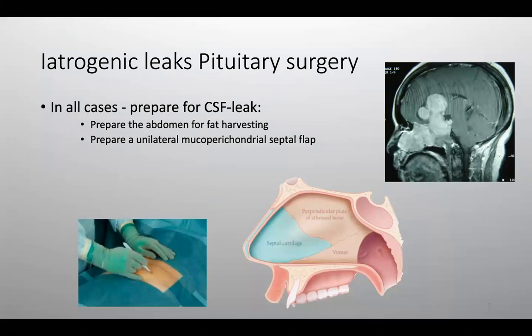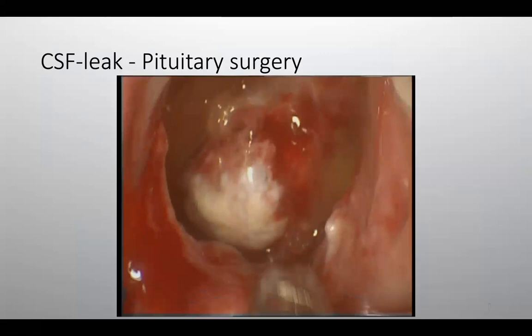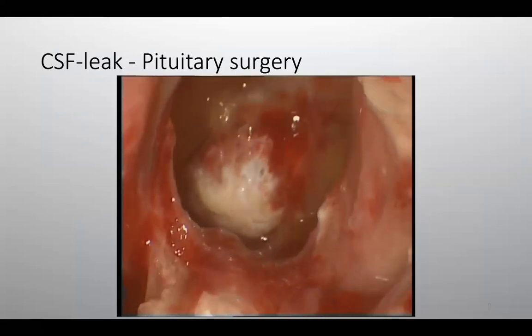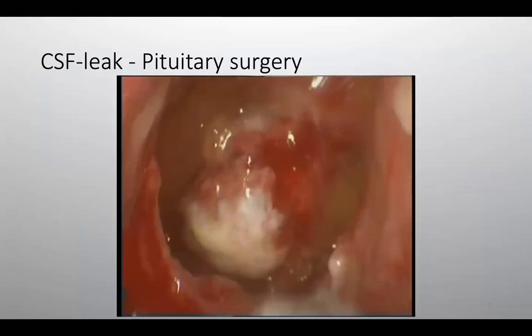Iatrogenic leaks we can see in pituitary surgery, as in this example. When we're doing pituitary surgery, we really need to always be prepared for a CSF leak. You've got to prepare the abdomen for some fat harvesting in case you need to repair this leak. And you also want to prepare a unilateral mucoperichondral septal flap, and that can be done by using this area. So this is an image of pituitary surgery where you can see that there is, in fact, quite a significant CSF leak. We'll just let the video run for a few minutes, but perhaps you can gain the impression that there's a bit of leak coming from that area.